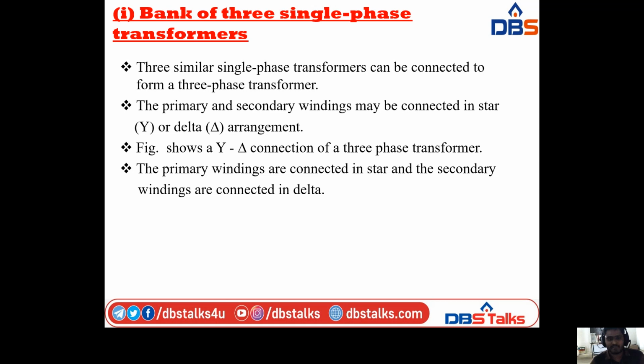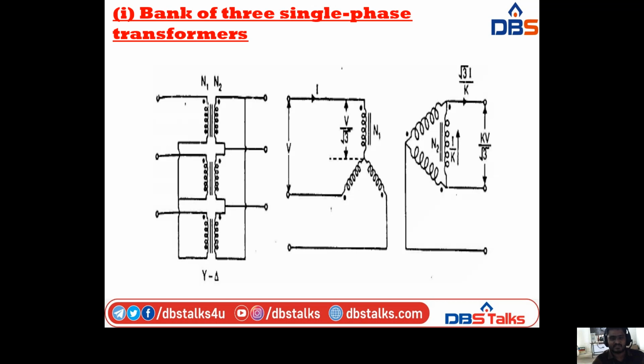So here I will show the diagram. The diagram consists of a star to delta connection of a three-phase transformer. On the left side we have the star to delta connection. Moving to the right side, the first connection is the star connection, and the last connection on the right side is the delta connection. This is a three-phase system.